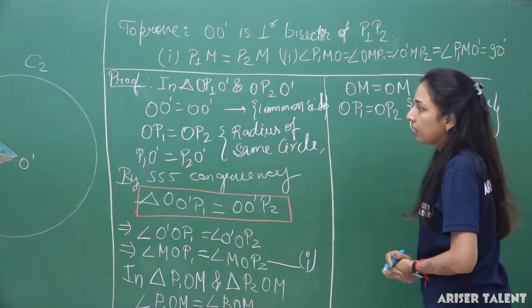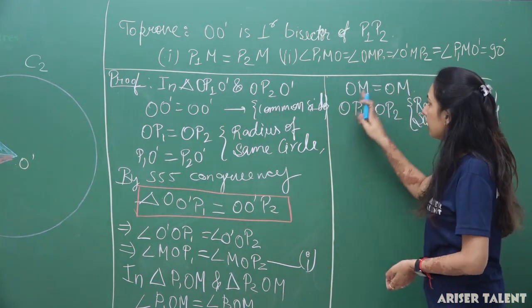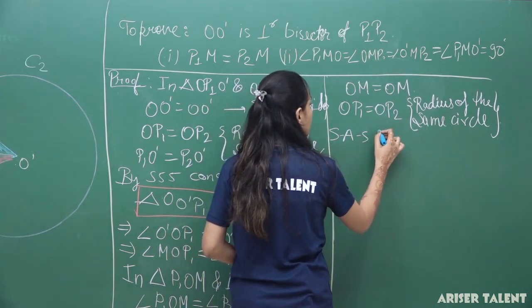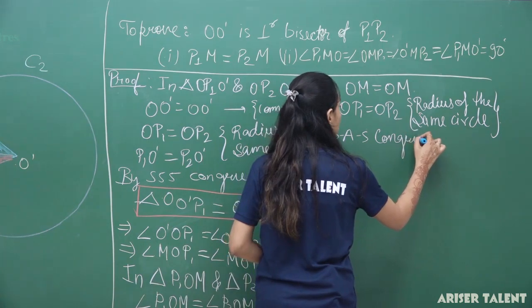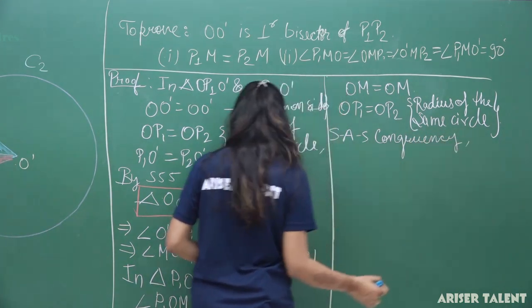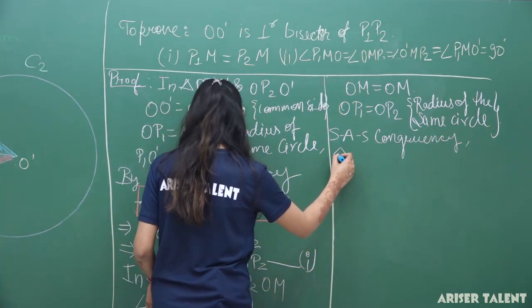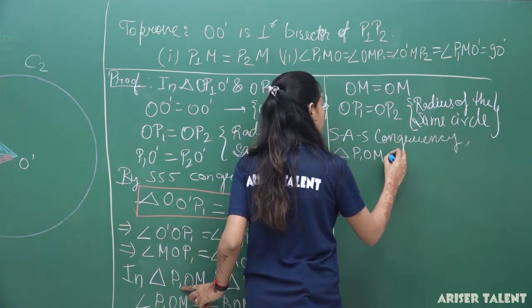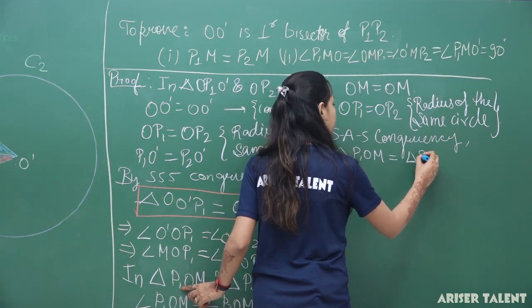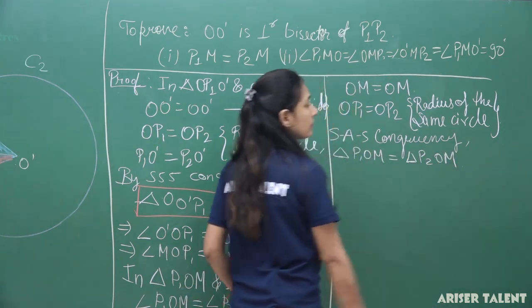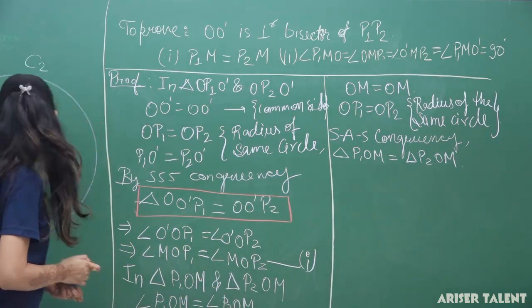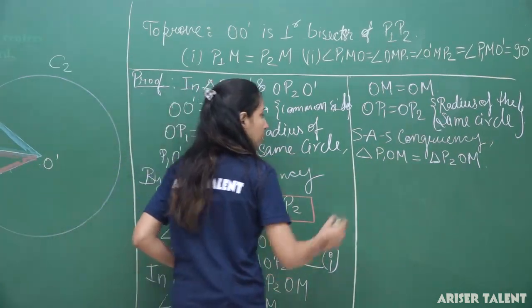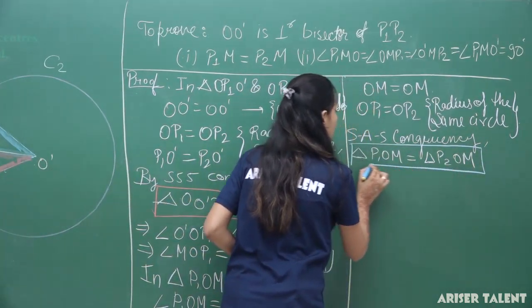Okay. That means we are having angle, side and side. So, by SAS congruency, this triangle P1OM is congruent to triangle P2OM. If that's so, that means, what does that say? If these two are congruent.